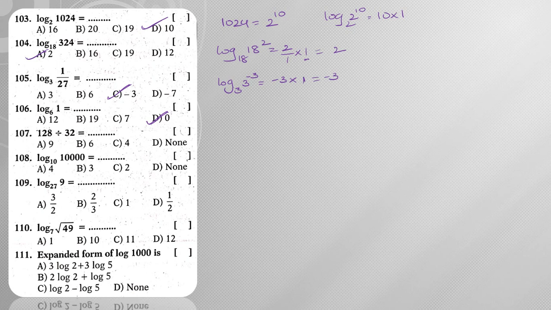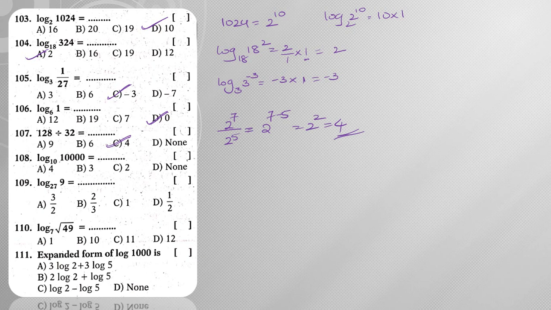Next, 128 by 32. So 128 is nothing but 2 power 7, and 32 is nothing but 2 power 5. So using a power m by a power n, we can write it as 2 power 7 minus 5, which is nothing but 2 square, which gives me the answer as 4. Hence the answer is 4.